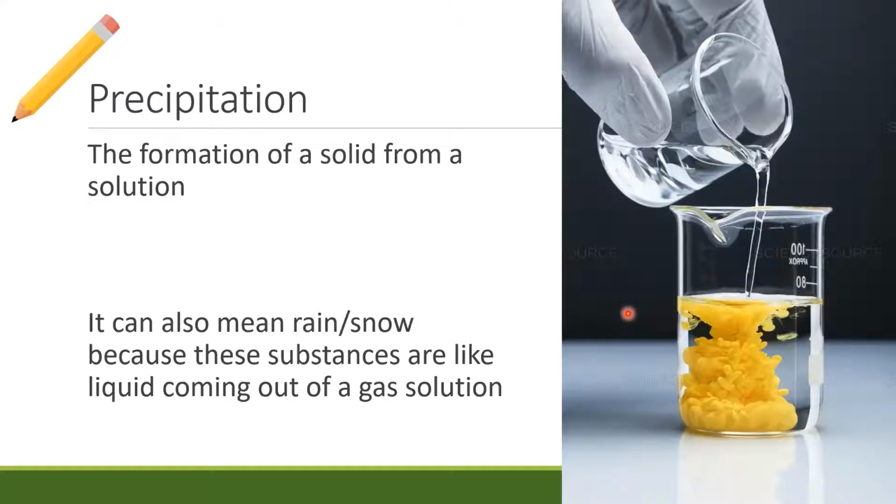Now that solid isn't just a solid, it's a bright yellow solid. It kind of looks like a solid is coming out of nothing. And that's exactly what it is. A solid is coming out of nowhere. And that's what a precipitation reaction is. So let's look at what it looks like chemically.